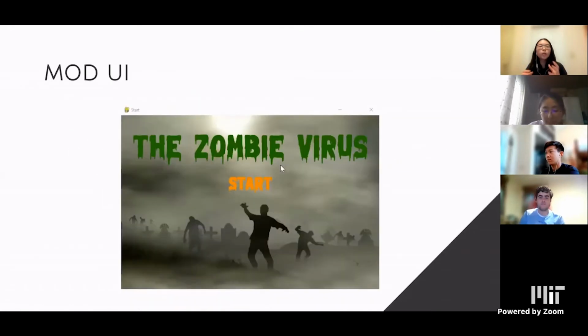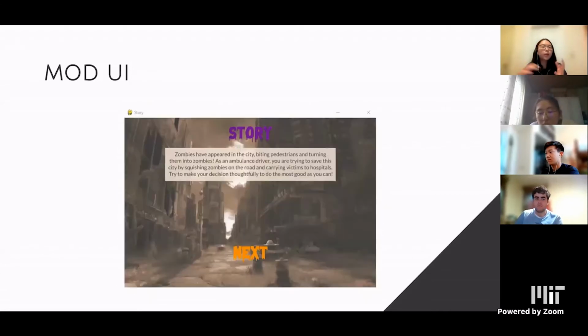Now we also changed up some of the UI in the game just to make it easier for the player to understand the game and how it works. So we have the start screen, and the start screen will then load into the story, which is what I described before, about the zombie apocalypse, and as an ambulance driver, you're trying to save the city. And we summarize the goal as do the most good as you can, and we left that up to the player to interpret what that meant, so that that would influence their decision when playing the game.